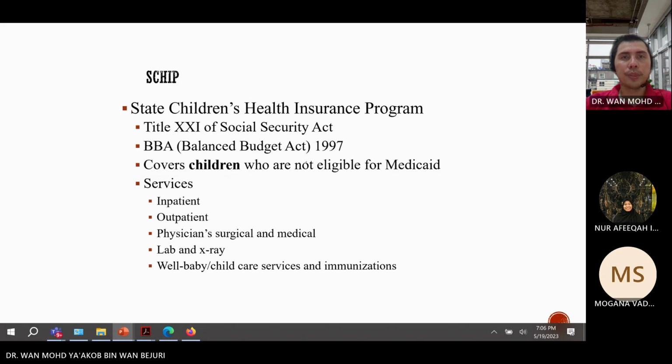Next is SCHIP, which we can call the State Children's Health Insurance Program. Basically, it's under Title XXI of the Social Security Act. It covers children who are not eligible for Medicaid services. Okay.